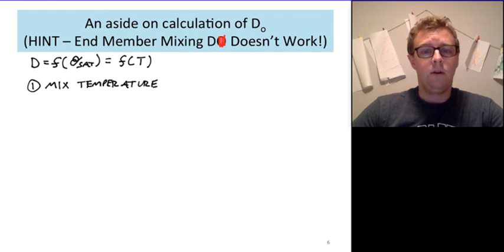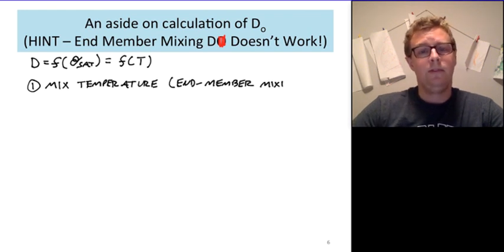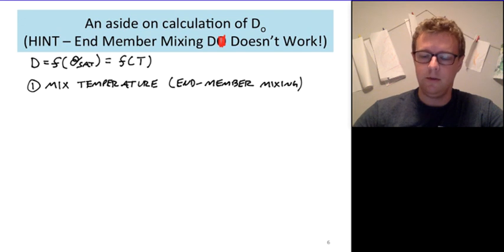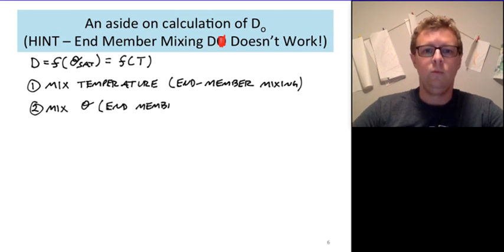So, 4 key steps here. First, we're going to mix temperatures together. Same way that we've done end member mixing, simply treat the temperatures as concentrations that you've used in the past. In fact, temperature really is just a concentration of heat per unit volume, and we'll get to that in, I think, 4 or so weeks of class. So we'll do end member mixing on temperature. We'll do the same on dissolved oxygen, so the same end member mixing that we've always done.